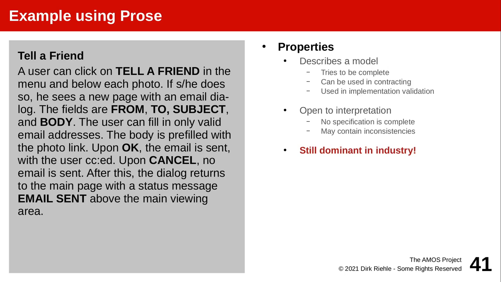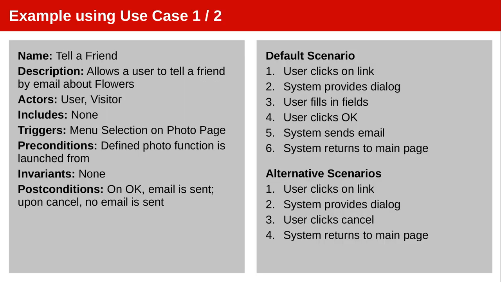But the still dominant way of specifying requirements in the industry is just using prose. So the tell a friend feature example explained using prose is: a user can click and then do this and then do that. It's really a model of what's supposed to be done. It tries to be complete usually, but it still has these problems that it's just not necessarily consistent, too easy to make mistakes, etc.